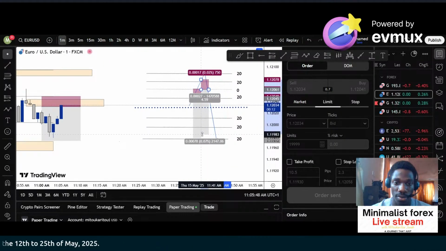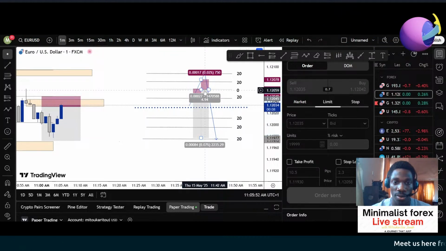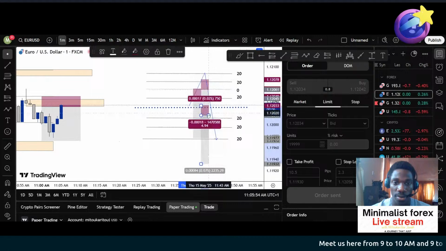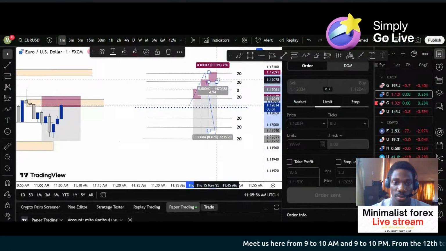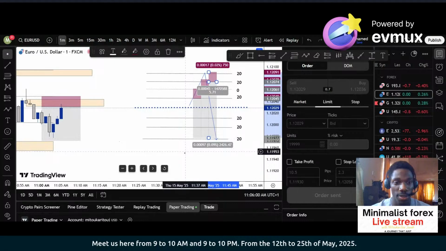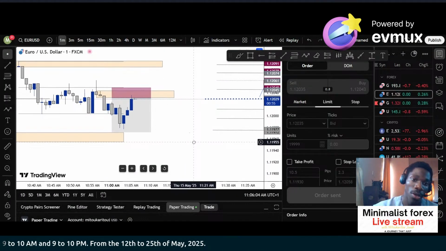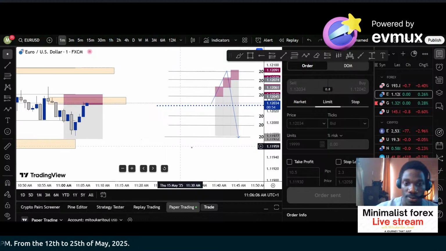All right. Another person took another trade here. Okay. So you can see it has tapped in. And then let's see what price does to maintain the overall structure.